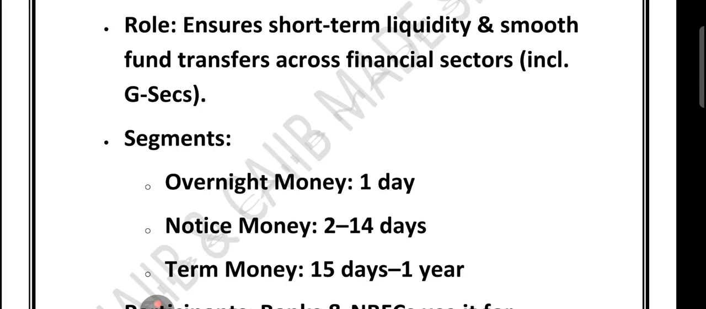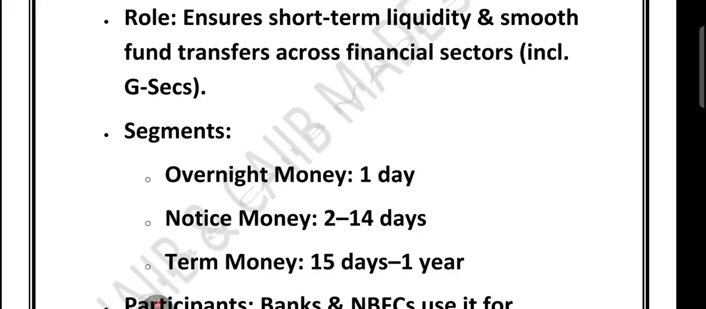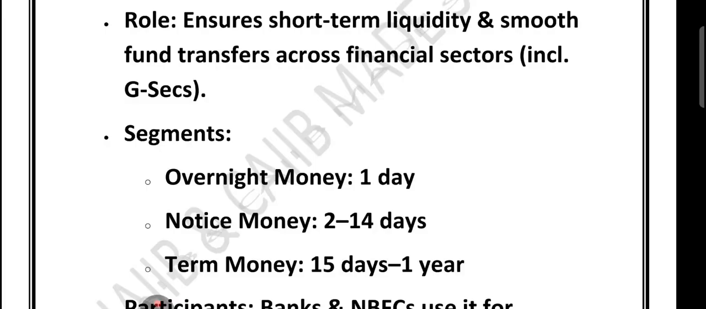And to enable a smooth transfer of money. Here you can see the words they have written, a smooth fund transfer, or a smooth transfer of funds across different parts of the financial system, including the government security market. So the main role of the money market is to ensure enough short-term liquidity, meaning cash is available when required, and second, to enable a smooth fund transfer across different parts of the financial system, which includes the government security market also.